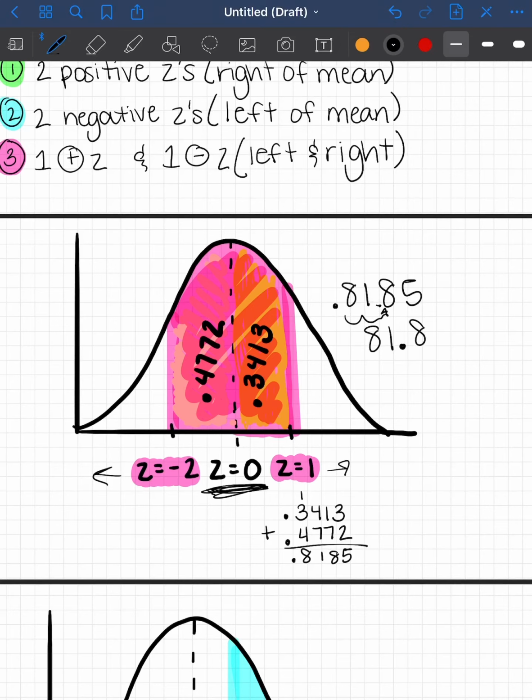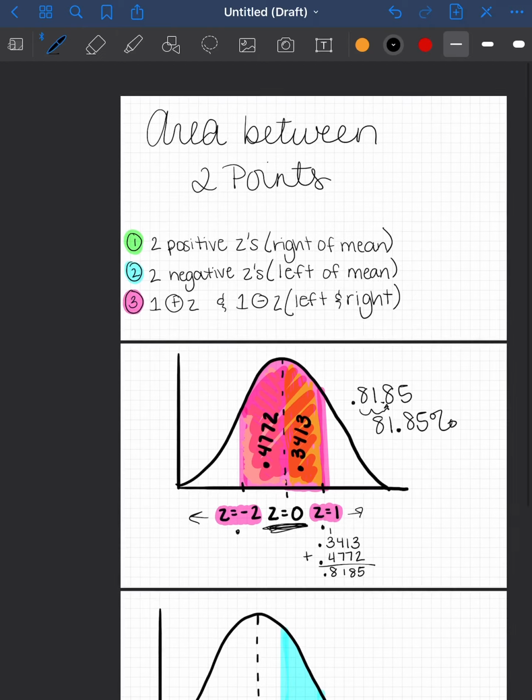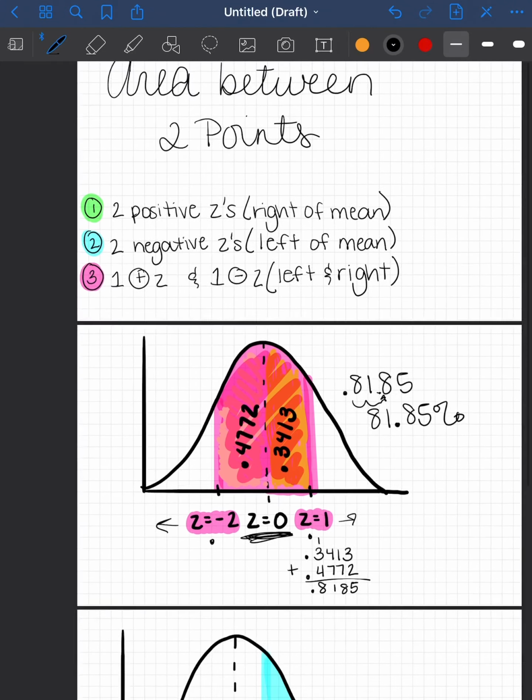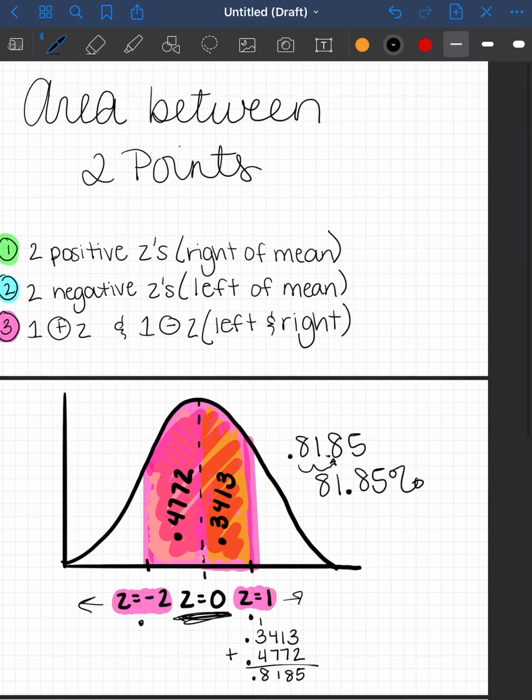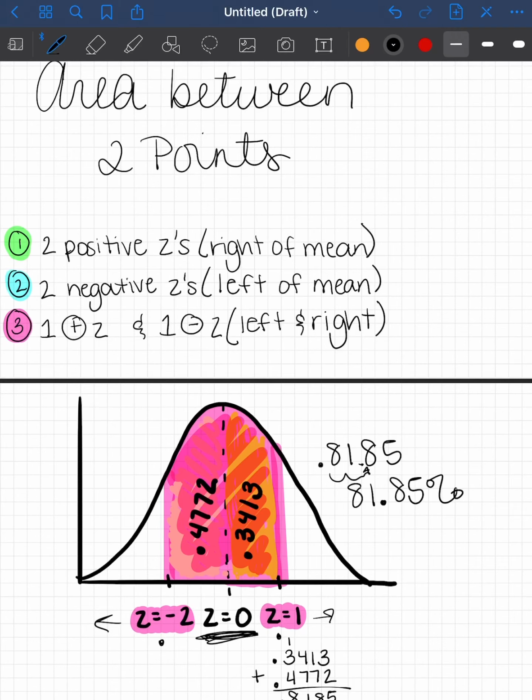Like we said, area equals probability, so 81.85% of the points on this distribution are going to be between a z-score of -2 and a z of +1. I'm going to go ahead and put the other two in separate videos just so it's not too long, but I hope that this was helpful for finding the area between 2 points that are on opposite sides of the mean.